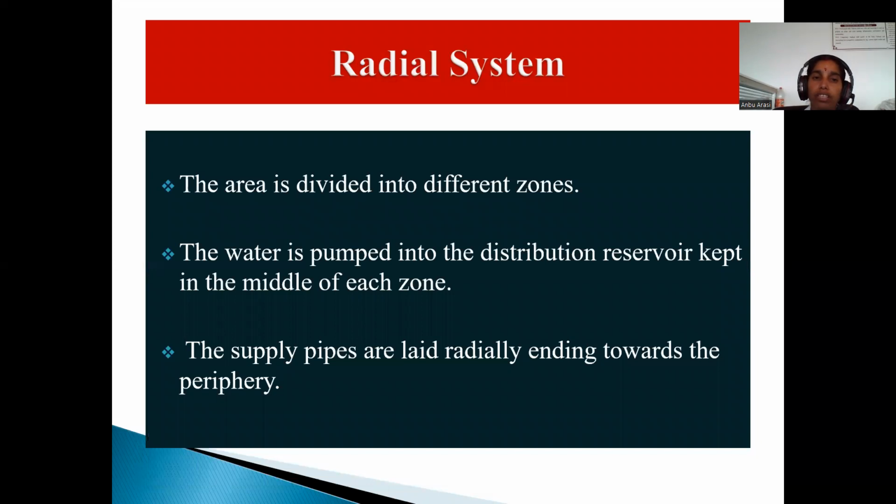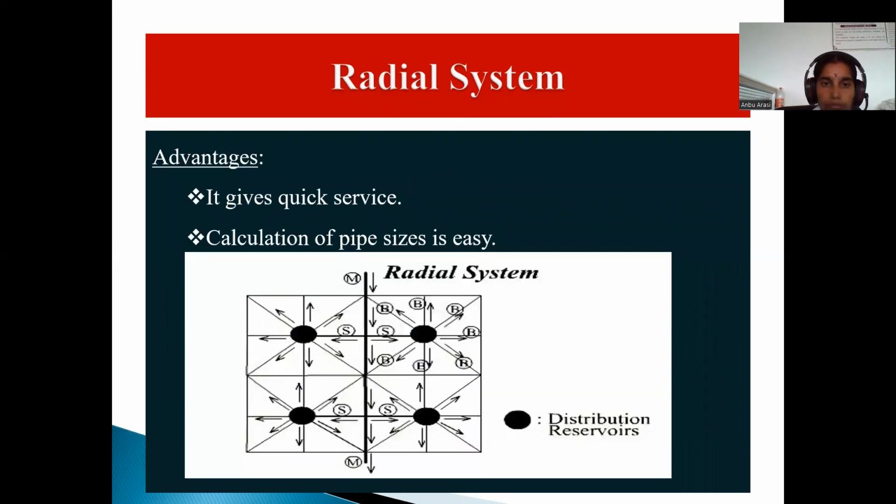Radial system. The area is divided into different zones. The water is pumped into the distribution reservoir kept in the middle of the zone. The supply pipes are laid radially, ending towards the periphery. Radial system advantages: it gives quick service, and calculation of pipe size is easy.